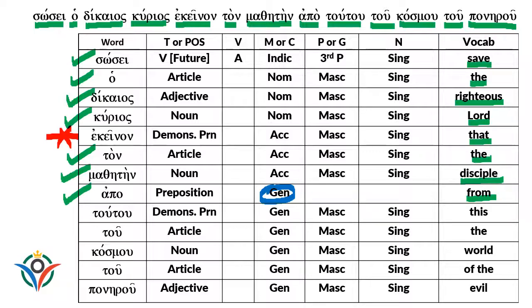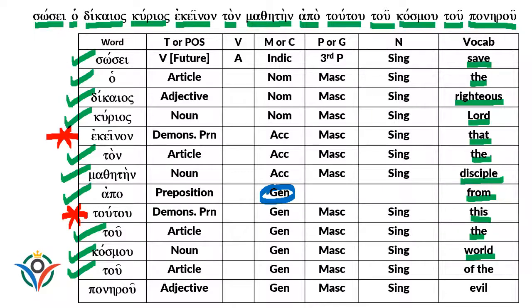Right, then we have our second demonstrative pronoun, which is tutu. It's in the genitive case, masculine singular. Because it's singular, we translate it with this. Then we have tu, which is an article, genitive masculine singular, translated as the. Then we have cosmu, which is a noun, also genitive masculine singular, which we translate as the world.